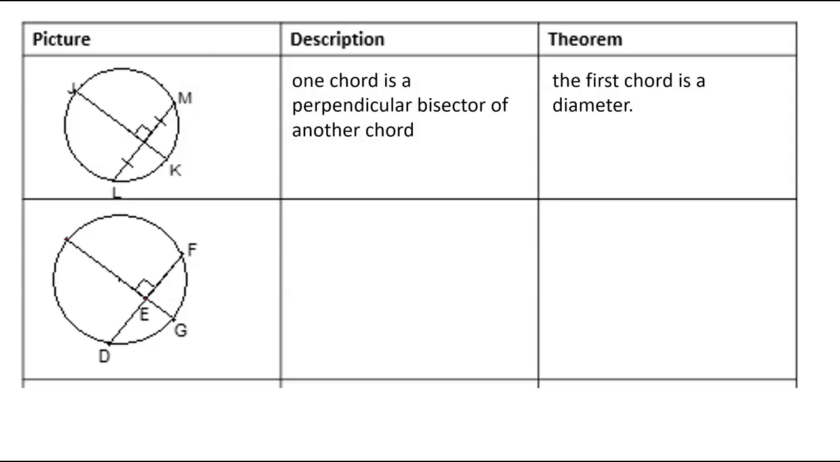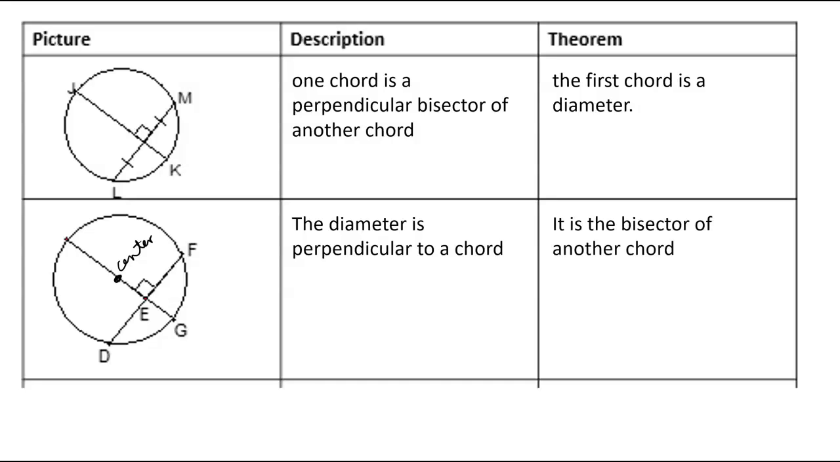In the second picture, this is supposed to be the center. I know that you can see it better on your paper than it is here, but it's not showing up very well in the PowerPoint. So that's the center. What I have is a chord going through the center and perpendicular to another chord. If it's going through the center, it's really a diameter, and it's perpendicular to another chord. What that means is that it bisected the other chord. It cut it in half, meaning DE is congruent to EF. Those are the same length.